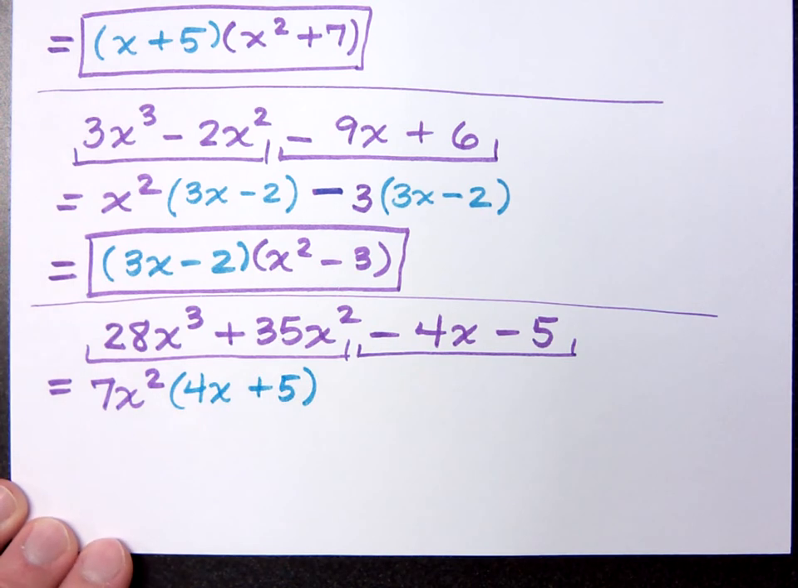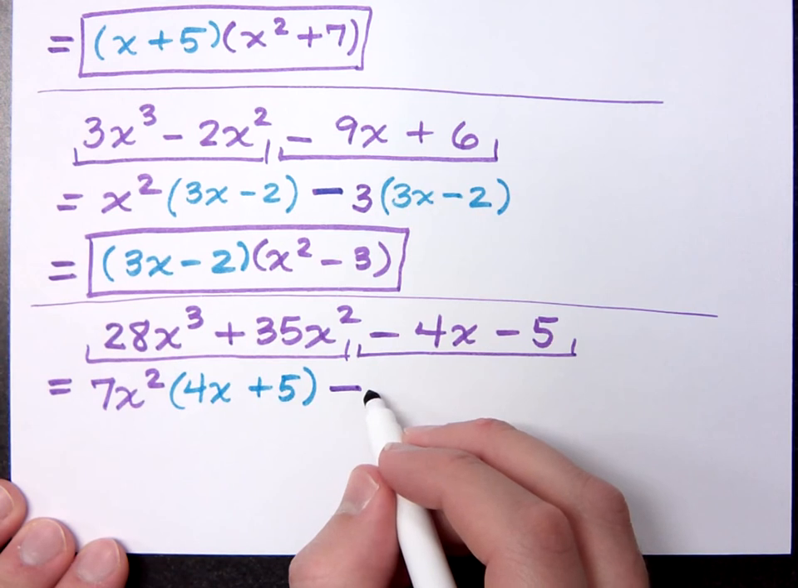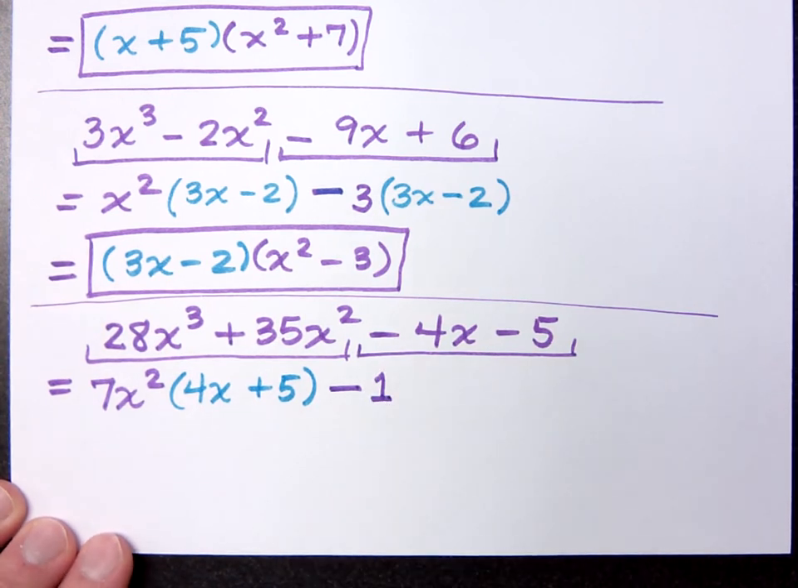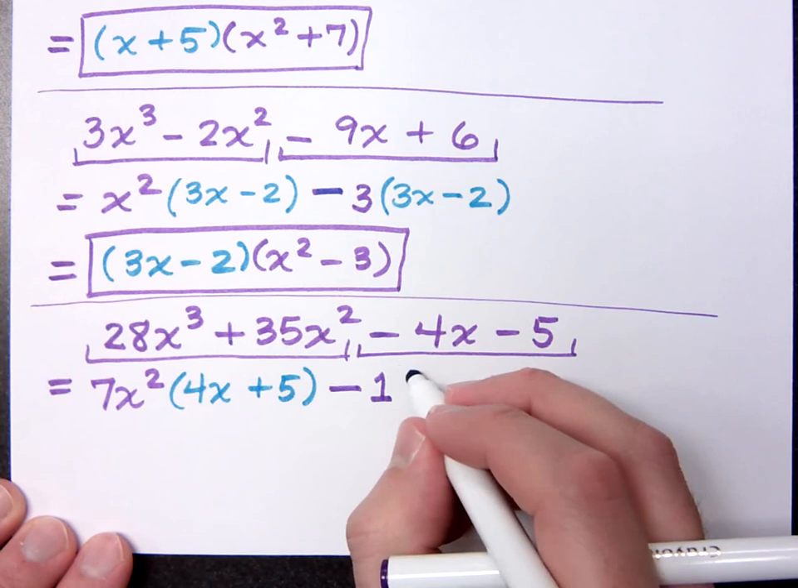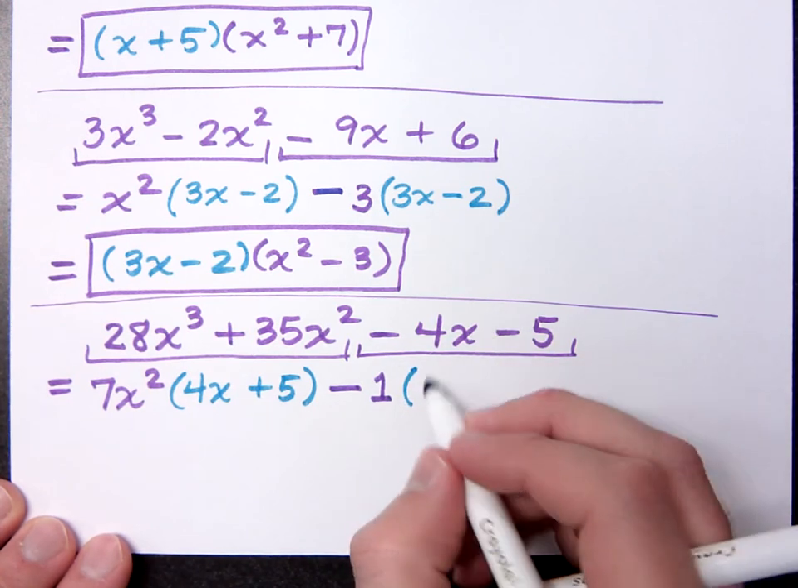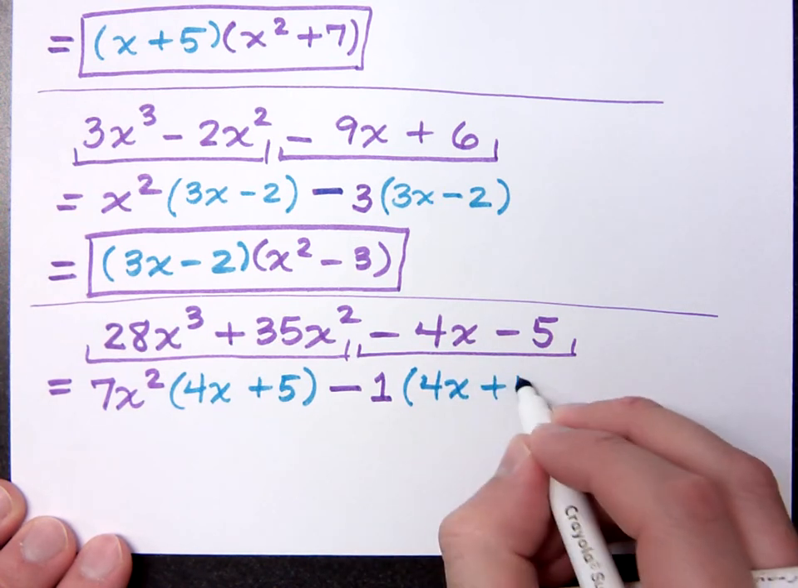Now this second group, which again leads off with a negative, what do I factor out of this? It has to be a negative something, right? It's going to be a negative 1, because that's the largest whole number that's going to go into 4 and 5. It's just 1. Oh, okay, yeah, because of 5. If I factor out that negative 1, what do I have? We have 4x plus 5.